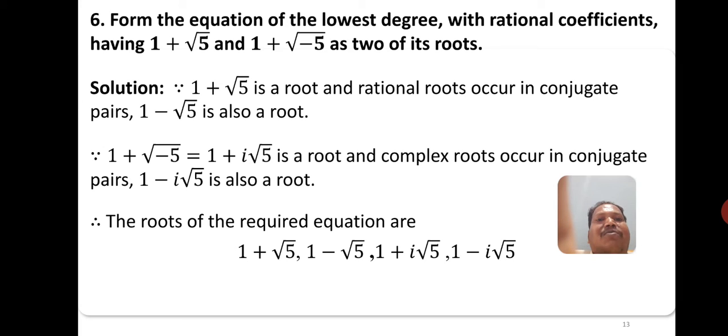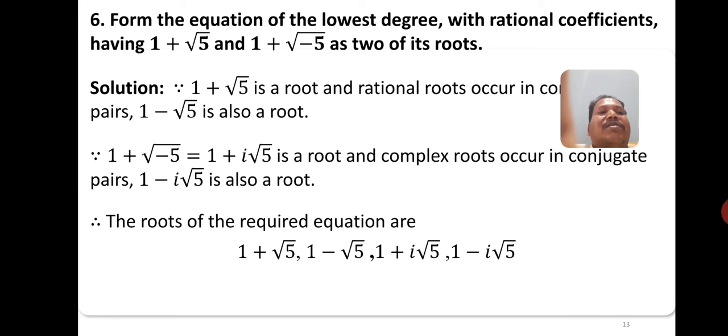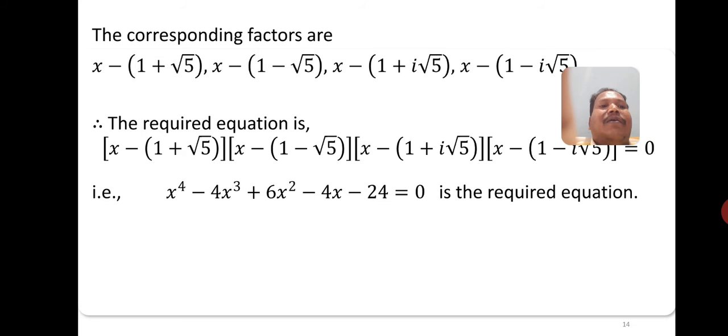Since 1 plus root of minus 5 can be written as 1 plus i into root 5, because root of minus 1 is i, it is a root and complex roots occur in conjugate pairs. Therefore, 1 minus i into root 5 is also a root. Therefore, the roots of the required equation are 1 plus root 5, 1 minus root 5, 1 plus i root 5, 1 minus i root 5.